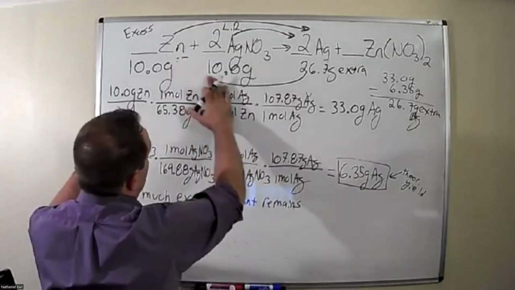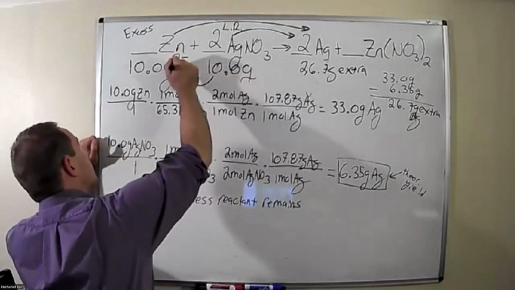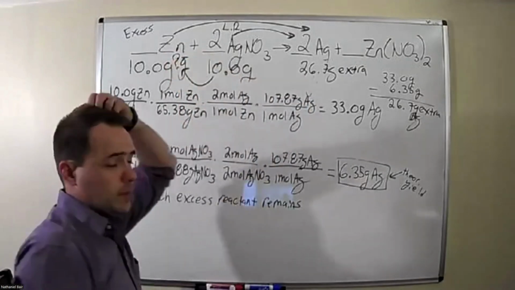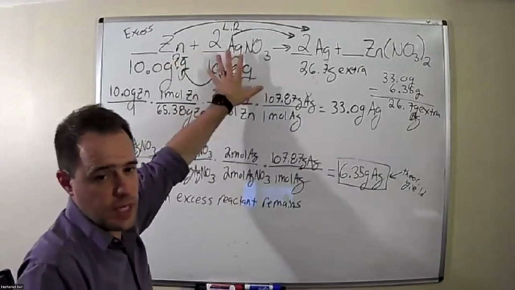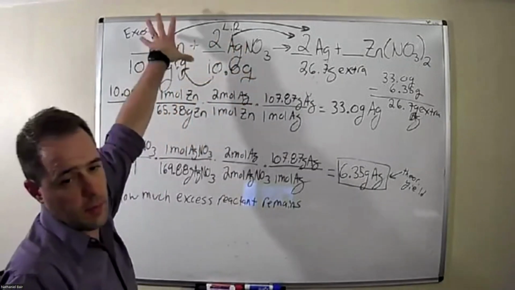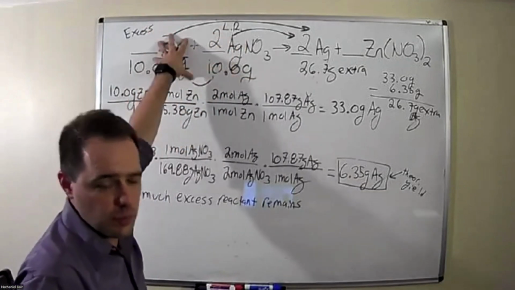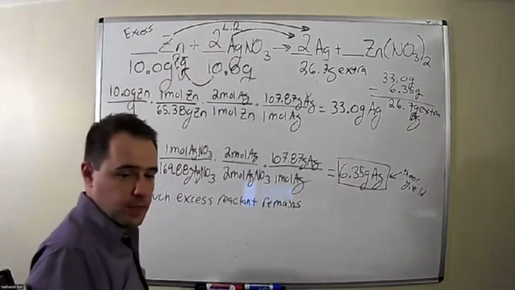Now that we know that the silver nitrate is the limiting reactant, we can convert that to zinc. What that'll allow us to do is convert the 10 grams of the limiting reactant to grams of zinc, which tells us how much zinc we need to react with that. Essentially, it's going to tell us how much zinc is consumed. Some people like doing it this way.